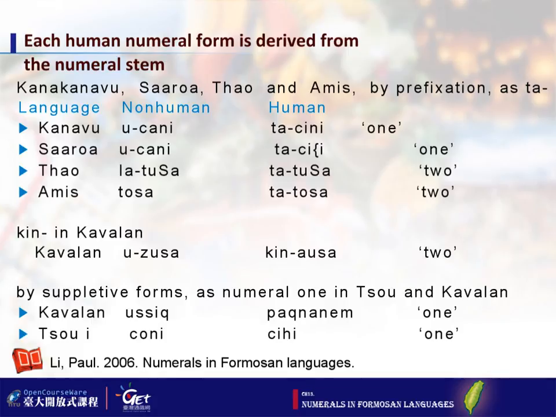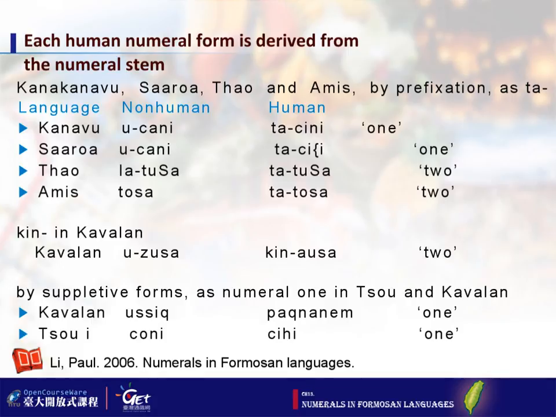And Tao and Amis, they would form this human numeral by deriving it from the numeral stem. For example, they add this prefix of da. So they have the non-human set, and they have the numbers, and they just add this da prefix to make it the case marking for the human numeral. And some would add the kin prefix as in Gavalang. So you see this kin prefix over here to make it into a numeral marking for human nouns.